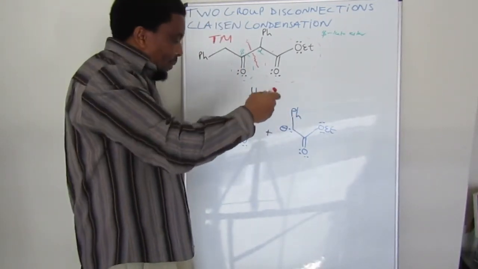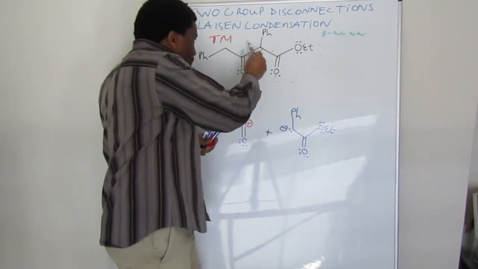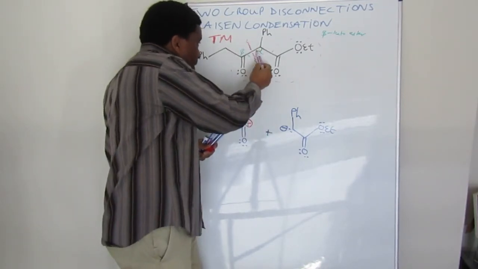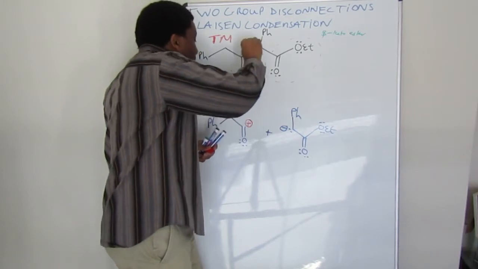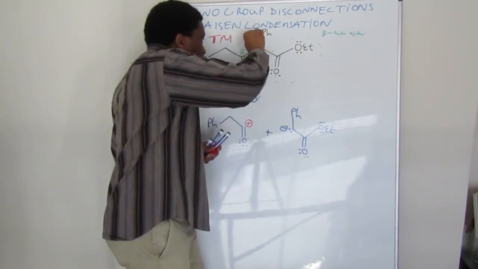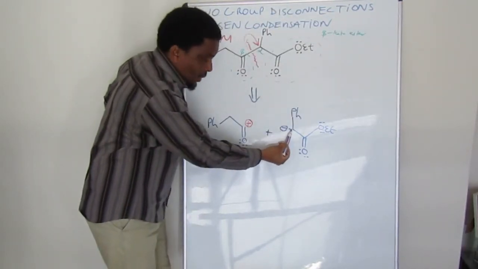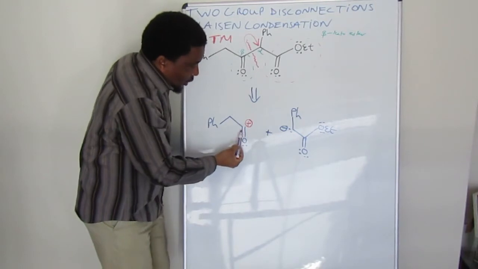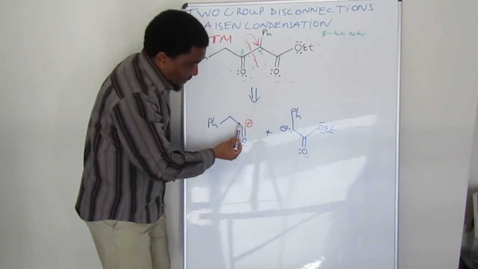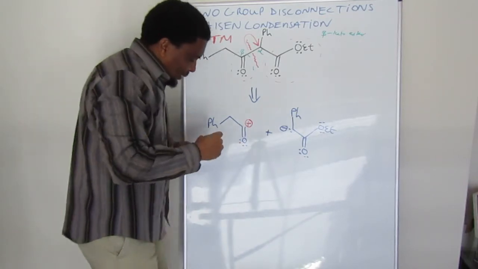So it implies that the bond that would have been broken is the alpha beta bond. It means you would have broken this in this fashion, where that fragment will generate a carbanion. This fragment here would generate a positive charge on this carbon and carbon on the side.